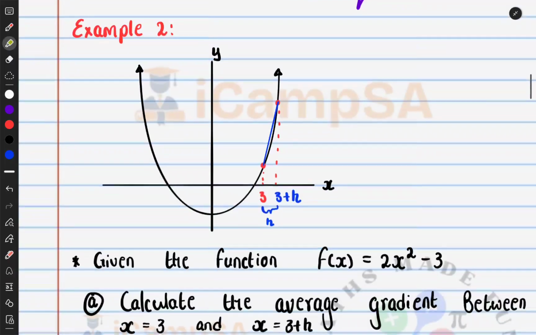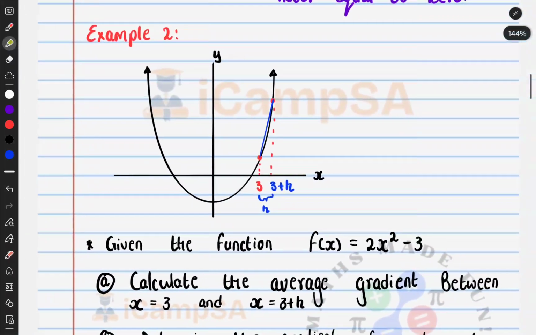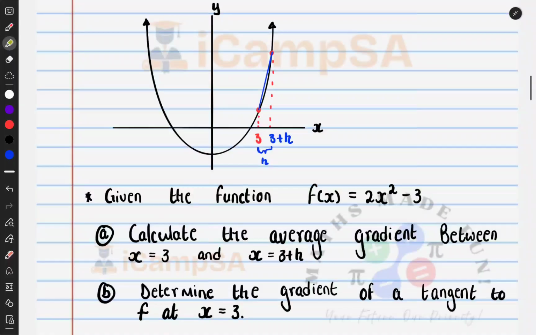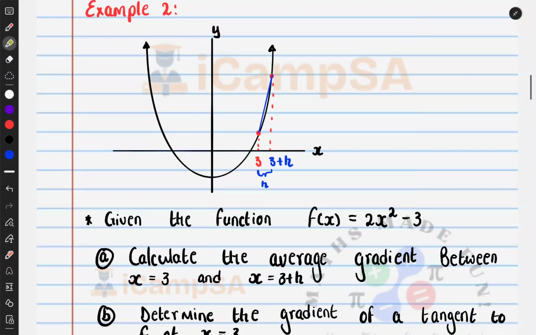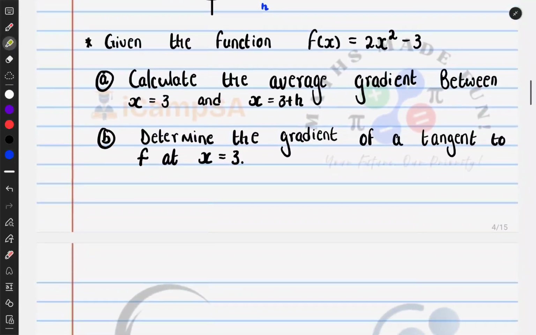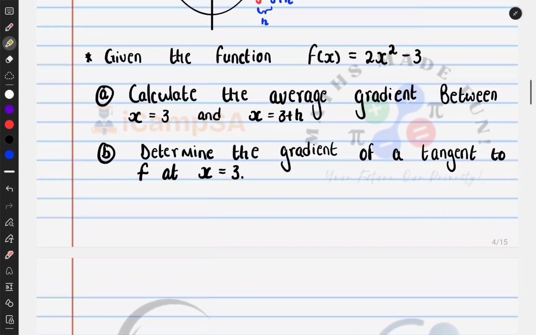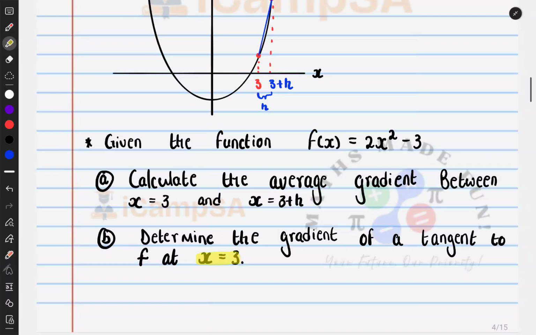Okay, so let's say for example 2, we are given this function. We are asked to calculate the average gradient between x is equal to 3 and x is equal to 3 plus h. And then for b, we're asked to determine the gradient of a tangent to f at x is equal to 3. You see now what's happening? We're asked to find the gradient at just that point, which is 3. Now we're going to employ the limit concept, so we're going to move h closer and closer to 0. But first, let's calculate the gradient.